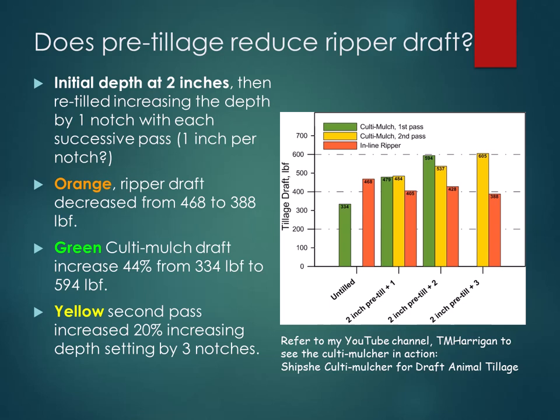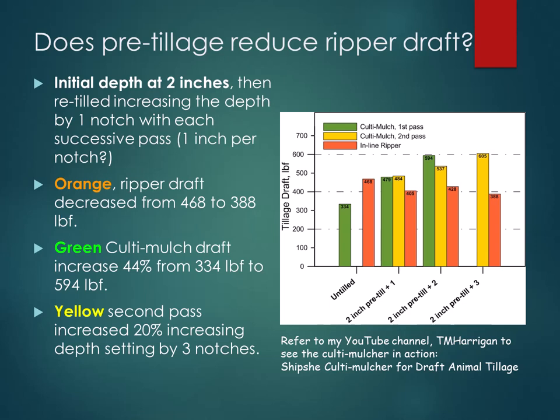We tested an inline ripper in orange with a winged point in sandy loam soil. The average draft in the untilled ground was 468 pounds force, a substantial load for a team of young or small draft animals. The goal was to test the impact of multiple tillage passes of the cultimulcher at successive depths to reduce the draft of the inline ripper. The first pass with the cultimulcher in green was shallow, about 2 inches, and with each successive pass, we increased the depth by one notch on the depth control level, or approximately by 1 inch. The ripper draft decreased by about 17% following the cultimulcher.